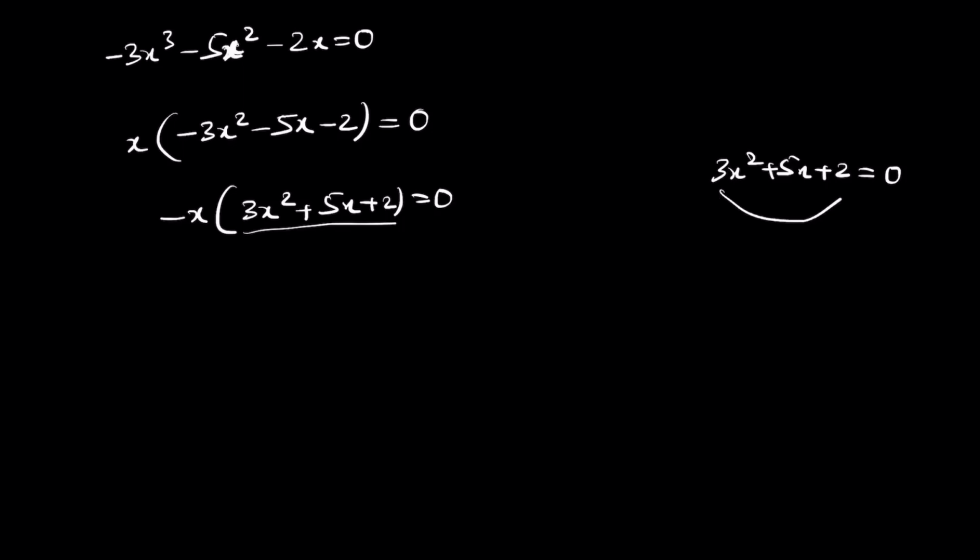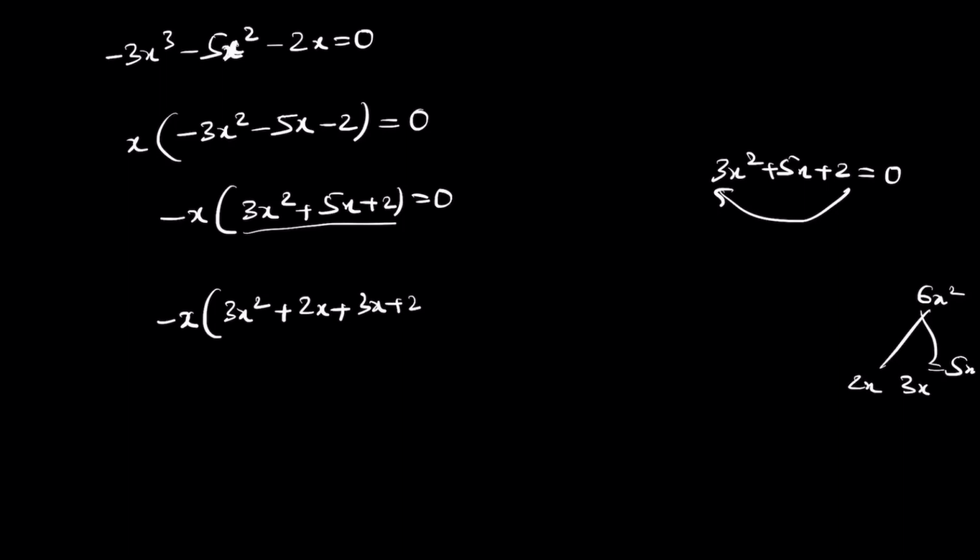So when you want to factorize this, you have 2 times 3x square, that is 6x square. So you have to split it to get 5x. The easier way is 2x and 3x. So you get minus x times 3x square plus 2x plus 3x plus 2 equals 0. So minus x times, take x out, you get x times 3x plus 2 plus 1 times 3x plus 2 equals 0.